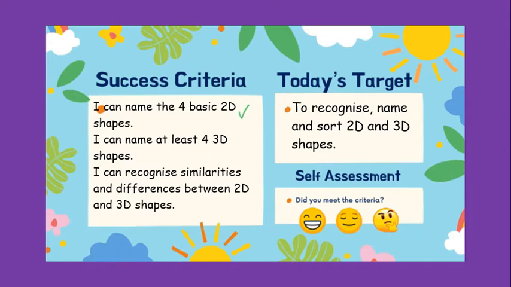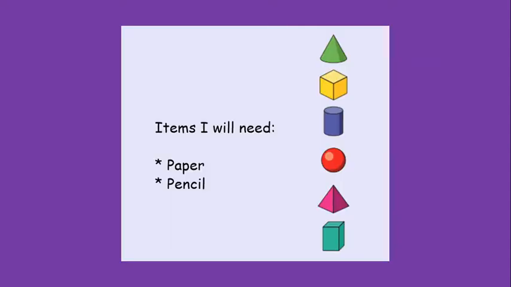And we will do that by naming the 4 basic 2D shapes, naming at least 4 3D shapes, and recognising the similarities and the differences between 2D and 3D shapes.